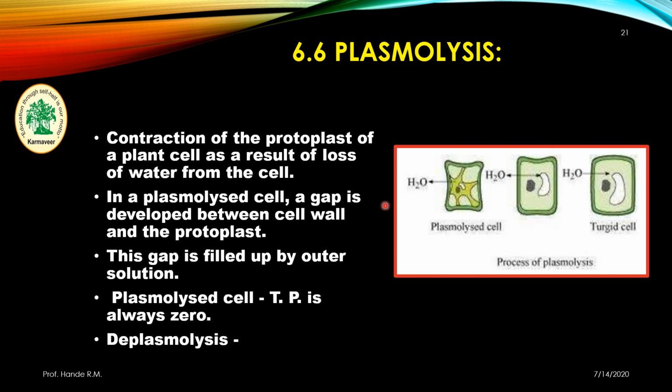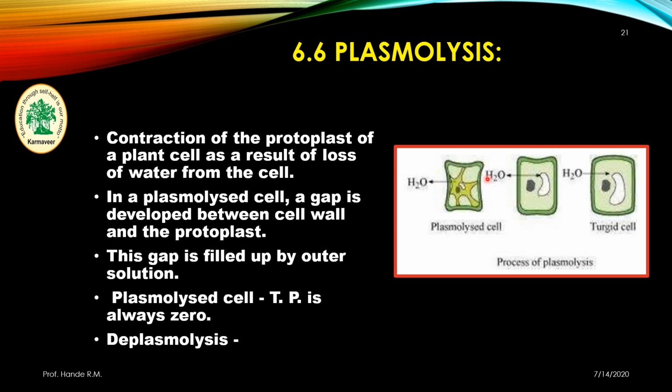This is a plasmolyzed cell. The contraction of the protoplasm: the protoplasm contracts, the plant cell loses water, and the cell becomes plasmolyzed. In a plasmolyzed cell, a gap develops between the cell wall and the protoplasm. This is the protoplasm and this is the cell wall.